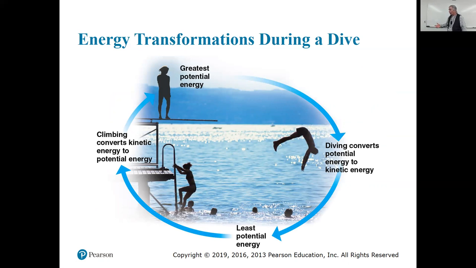So an energy transformation is doing a dive. Least potential energy is down in the water. You have to convert kinetic energy to potential energy by climbing up the ladder. Now, this could be a little confusing. She's climbing up the ladder and she's actually converting chemical energy into kinetic energy. But what she's going to do is get up on top of the diving board, and now she has potential energy, not of structure, but of position, because she's higher up.